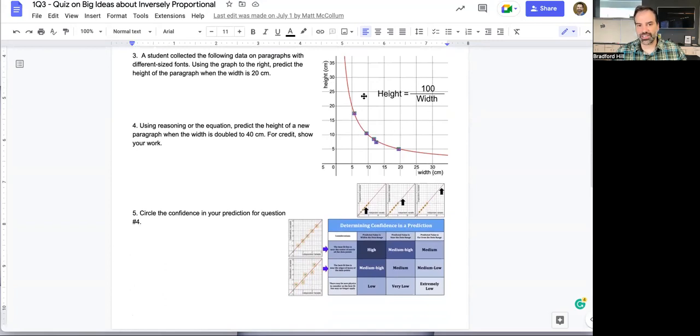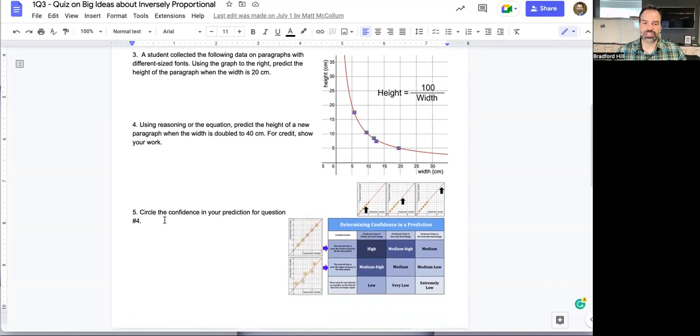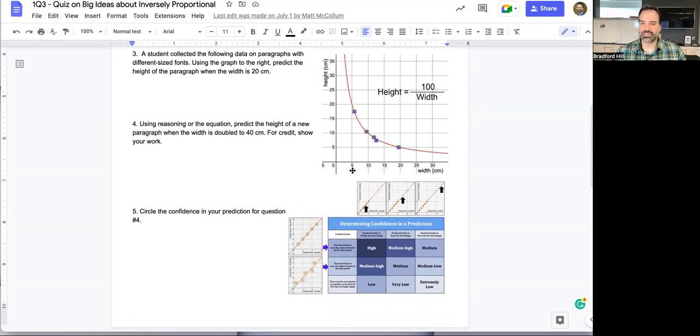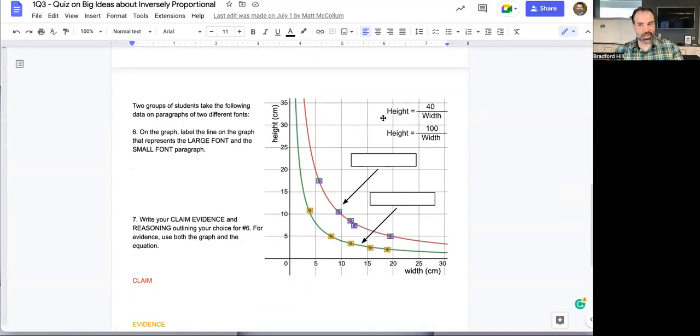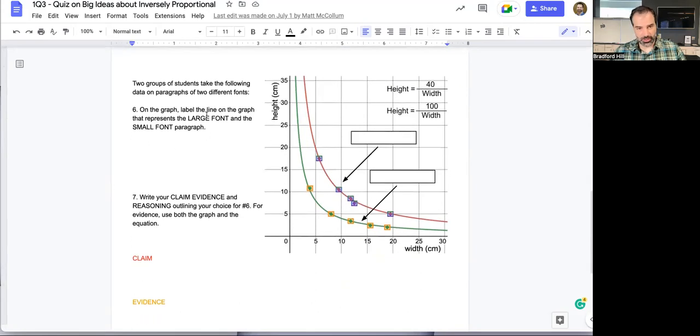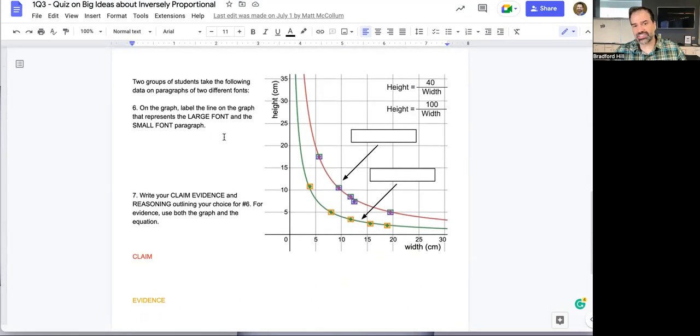Can you read a graph in context? Can you reason with it both graphically and with the mathematical model? Can you justify your confidence in a prediction using that model? And then, as so often, you saw it with the cat, saw it with the ingredient cube. Oh, actually we skipped the ingredient cube, but here, which of these is the large font and which of these is the small font?